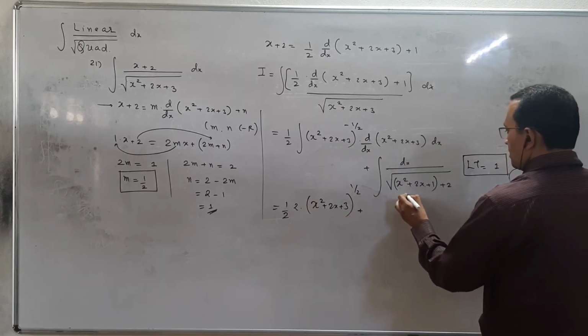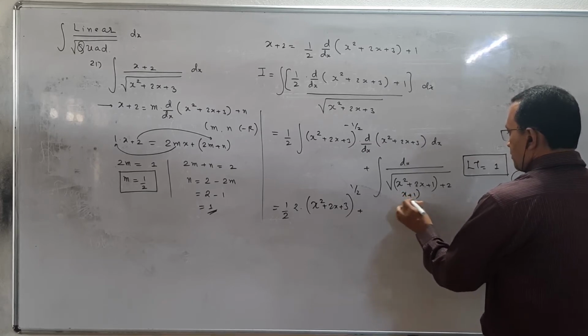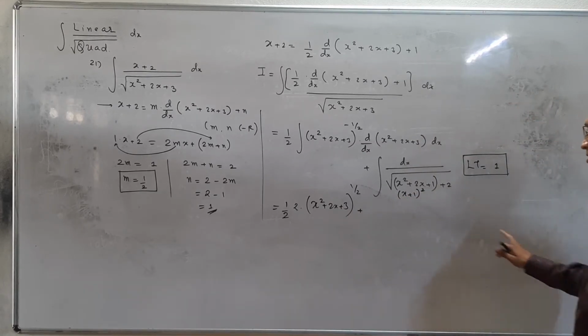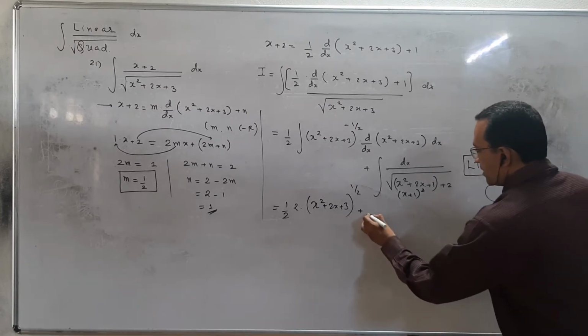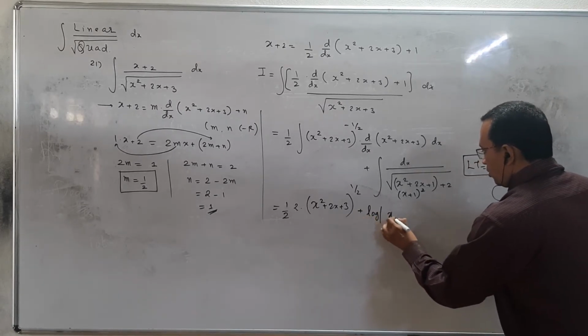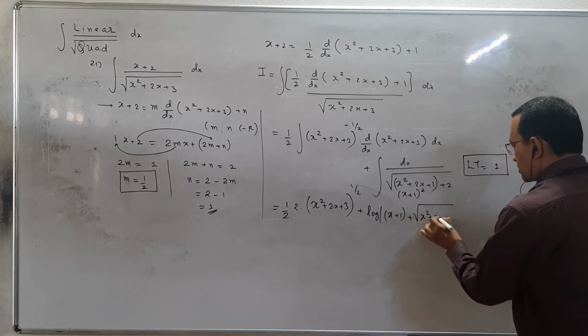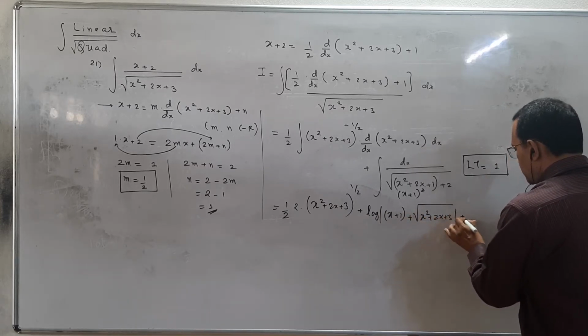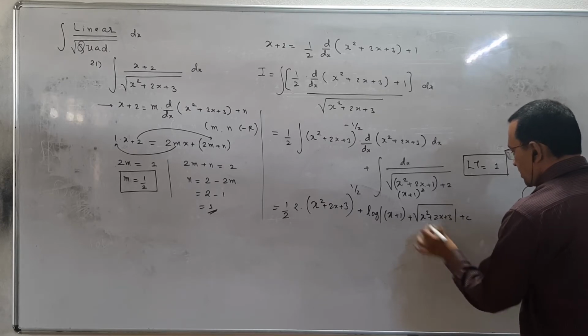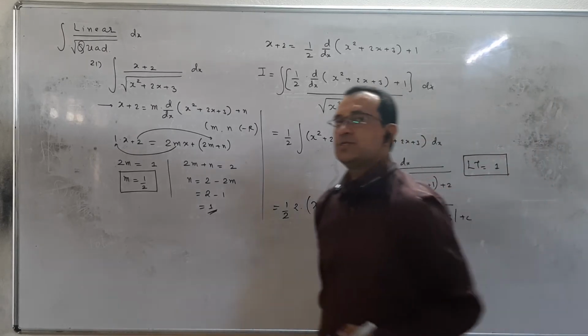And this is (x plus 1) the whole square. Now all of you understand this. Under root x square plus a square, log mod x plus under root x square plus a square, plus c. This is our final answer.